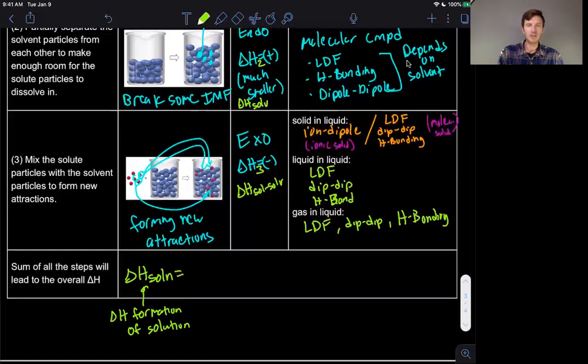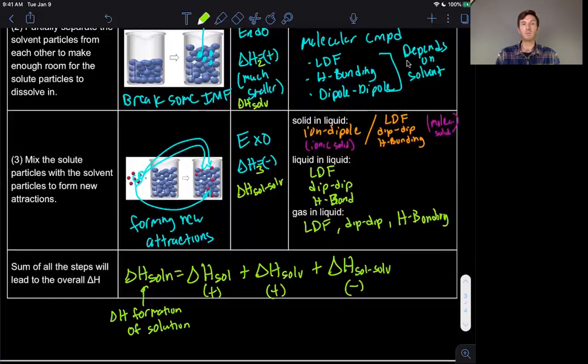So we can think of it as the sum of all of those different steps, applying the idea of Hess's law. We'd have the enthalpy change of our solute, the enthalpy change of our solvent, and the enthalpy change of our solute to solvent attractions. And how positive or how negative those values are, remembering that these would be positive here and this would be negative, depends on the types of attractions we're breaking and the types of attractions we're forming.